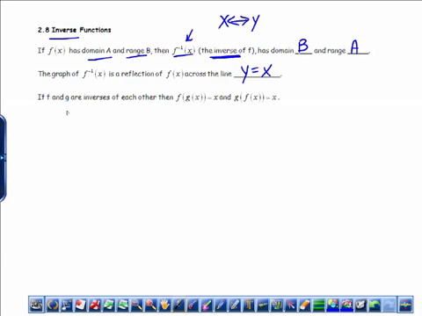It says if f and g are inverses of each other, then f of g of x equals x and g of f of x equals x. So not only do these two things equal each other, they equal x. They simplify all the way down. Sometimes that's hard to do, but if you can prove that these two things are equal to each other, then you've got two inverses on your hands. Furthermore, you should be able to prove that they equal x.